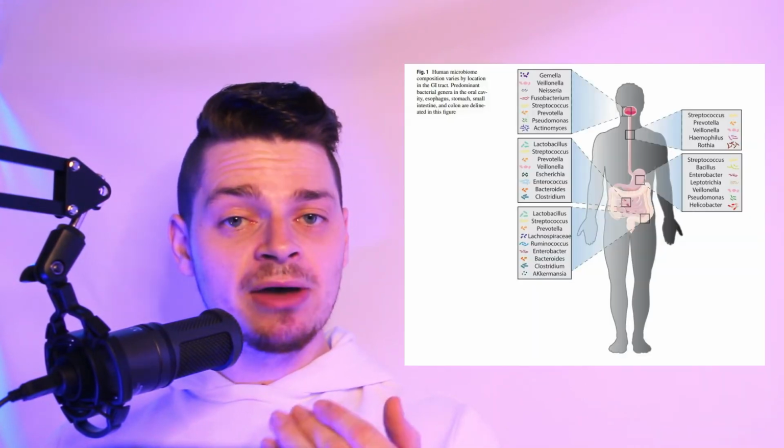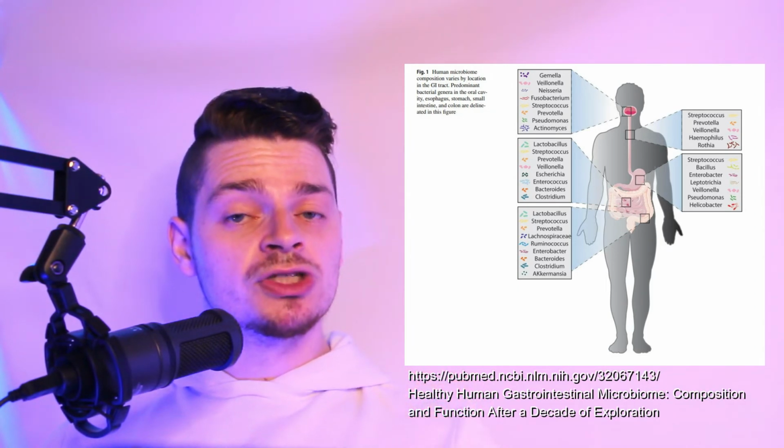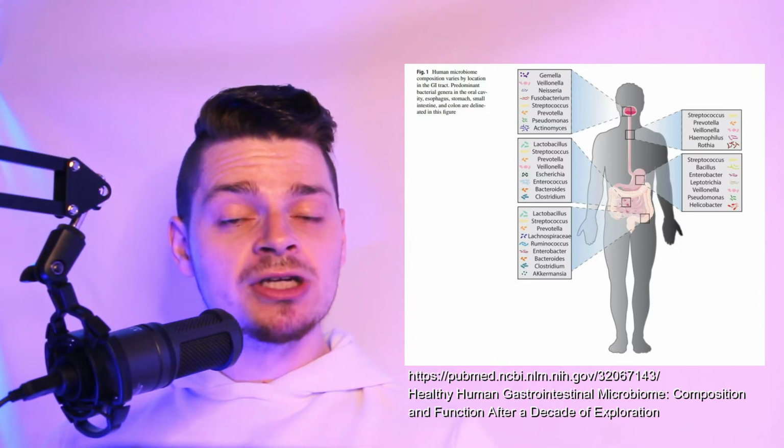What is considered to be the gut, or the gastrointestinal tract, or GI tract, stretches from the mouth all the way down through the esophagus, stomach, large and small intestines, and the colon. And each of these sections contain different combinations of bacteria.